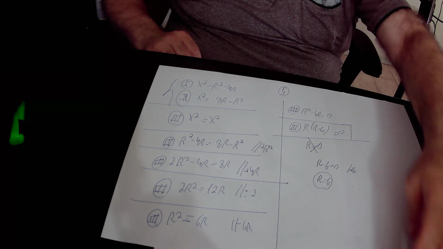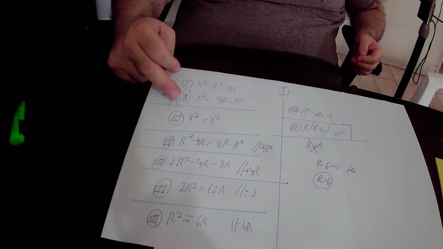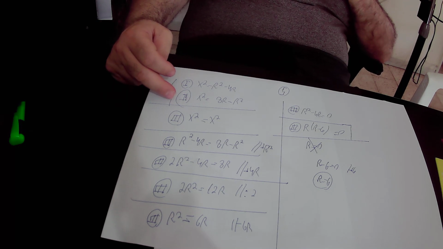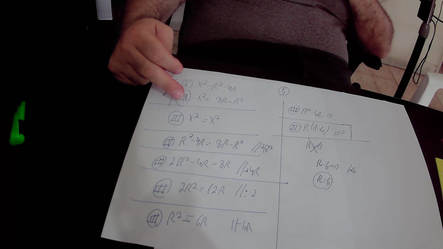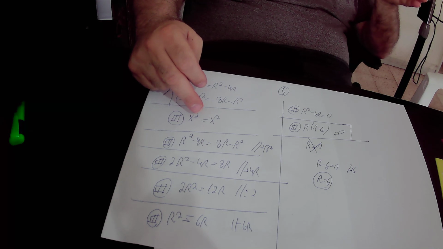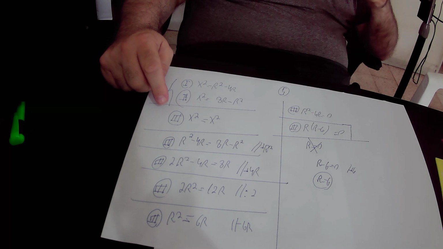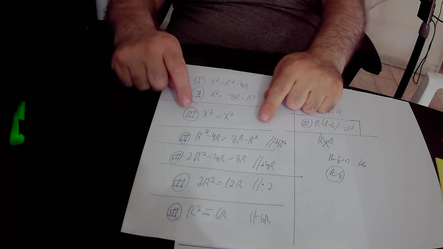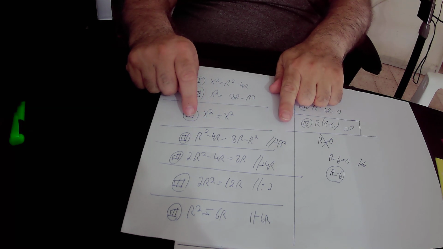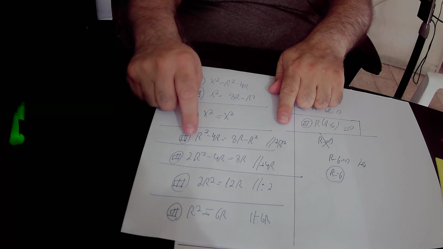Then we created equation number 3 that states that X square according to equation number 1 must be equal to X square according to equation number 2. Okay, so X square according to equation number 1 equals R square minus 4R. It must be equal to X square according to equation number 2, that is 8R minus R square. So according to equation number 3, we found out that R square minus 4R equals 8R minus R square. Here we added R square to this equation, equation number 3, and we found out that R square plus R square is 2R square.